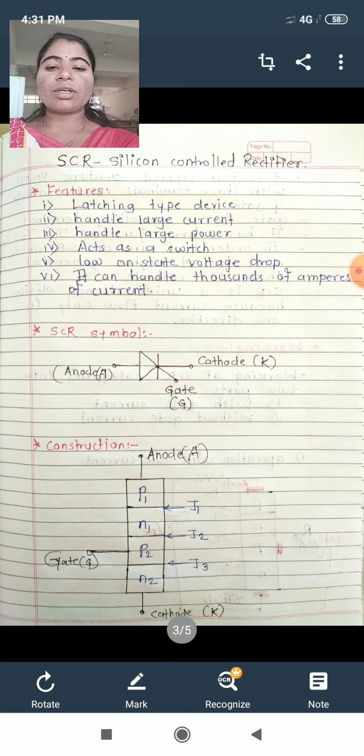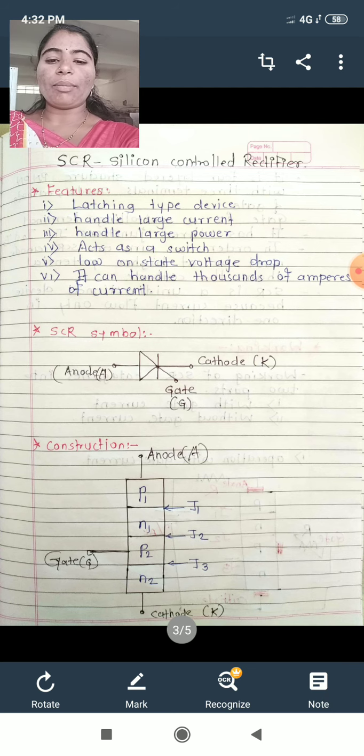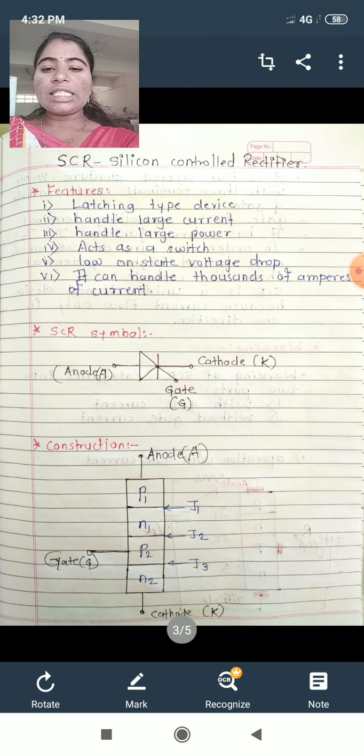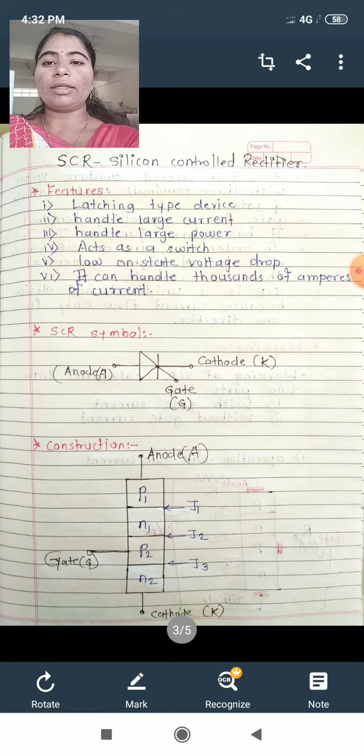In this construction, the SCR has three terminals. First is the anode terminal, second is the cathode terminal denoted by K, and third is the gate terminal denoted by G. It has three junctions: junction J1, junction J2, and junction J3. This SCR is a unidirectional device, means we can say that current flows only in one direction, and this gate terminal acts as a controlling terminal.